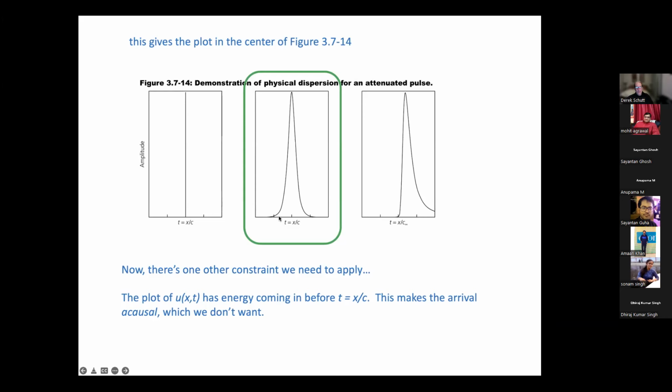And that produces an amplitude versus travel time curve that looks kind of like this. However, if t equals the distance over the velocity, we would not expect energy to come in before this time, because that means that energy is traveling quicker than the velocity. So in this case here, the center case, the arrival is acausal. And so we need to add another constraint.